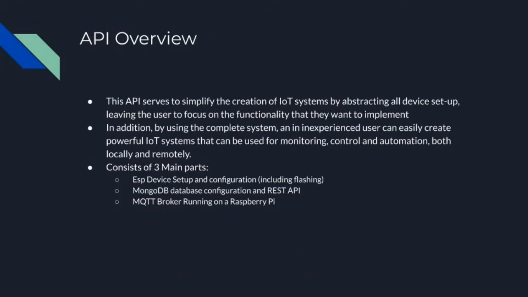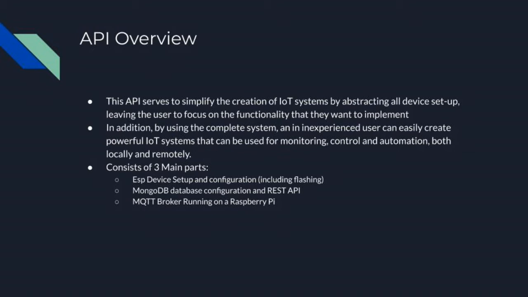Our EasyMQTT API serves to simplify the creation of IoT systems by abstracting all device setup and configuration, leaving the user to focus exclusively on the functionality that they would like to implement. Additionally, by using the complete system, even an inexperienced user can easily create powerful IoT systems that can be used for monitoring, control, as well as automation, both locally as well as remotely.